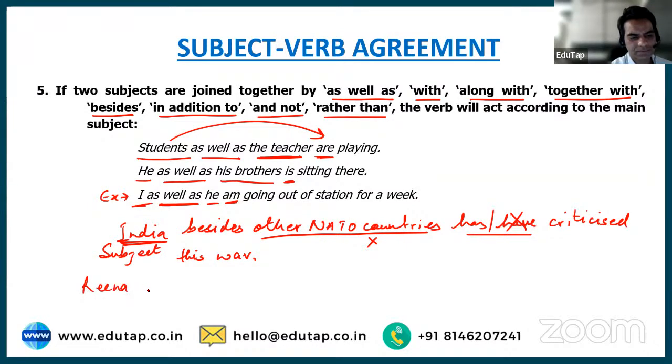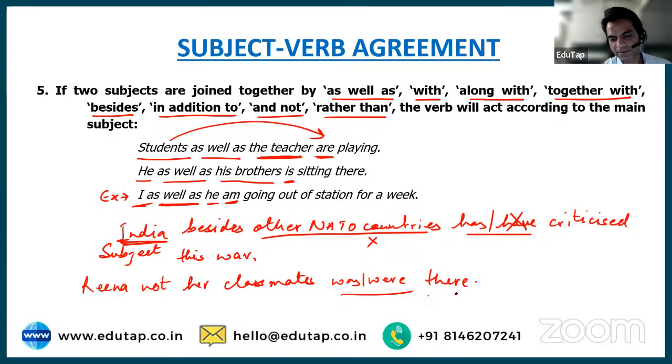Reena, not her classmates, was or were there. Yes, guys, what should be the answer? Very well done, Roshan, Siddharth. Reena, not her classmates, was there or were there? Very good, Nirmala. Very good, Salma. Very good, Uttam. Very well done, guys. Reena, not her classmates. Yes, guys, what should you look at? Classmates or Reena? Reena. So it should be Reena, not her classmates, was there. So that is the correct answer.